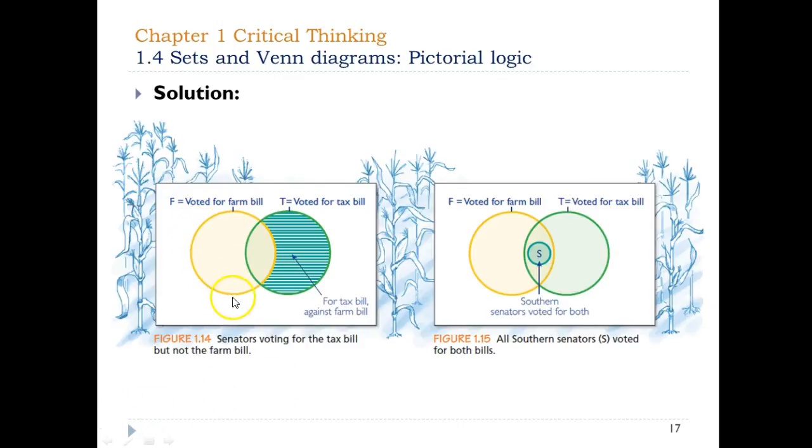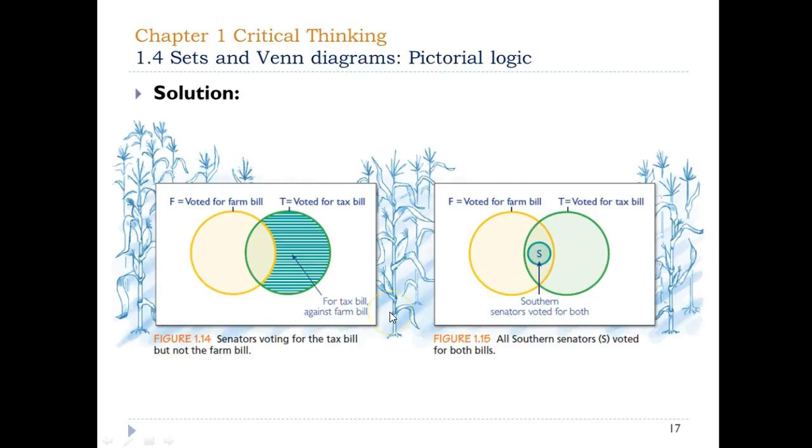This circle represents the senators who voted for the Farm Bill. This circle represents the senators who voted for the tax bill. This part right here, the shaded part, is senators who voted for the tax bill but against the Farm Bill. Right, this area is within the circle voted for tax bill, but outside of the circle voted for Farm Bill.